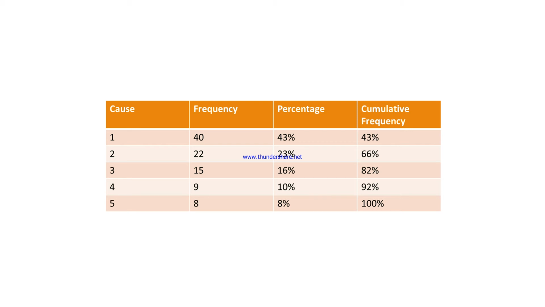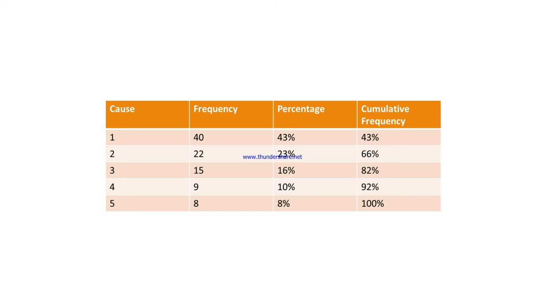That is, you have to take the total of the frequencies, and when you calculate the first percentage, the first cause has occurred 40 times, so 40 you have to divide by the total of the frequencies and multiply by 100. So likewise, I have calculated the percentages, and then I have calculated the cumulative frequencies or cumulative percentages. That is, when it comes to the second row, you have to add 43 and 23. When it comes to the third row, 43, 23, 16. Likewise, I have calculated the cumulative percentages as well.